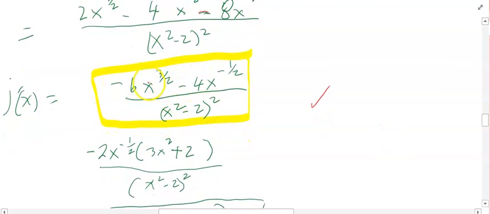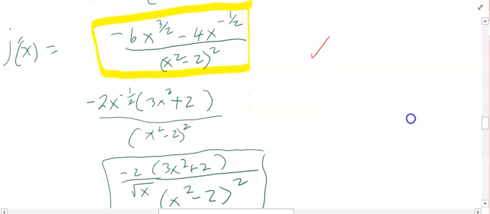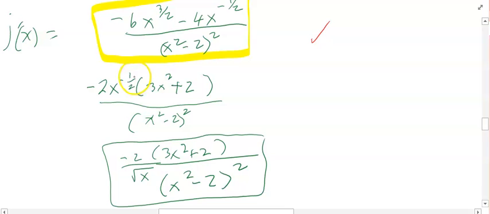So what we can do is factor out the negative 2x to the negative 1/2 out of the numerator. And so that becomes negative 2x to the negative 1/2 times 3x squared plus 2, all over x squared minus 2 all squared. And then finally we can rewrite our fractional exponent as a radical. And so our final answer will look like negative 2 over radical x, and then all times 3x squared plus 2 over x squared minus 2 all squared.